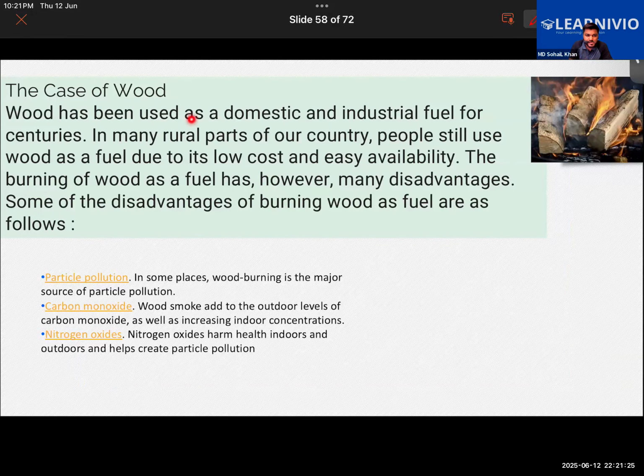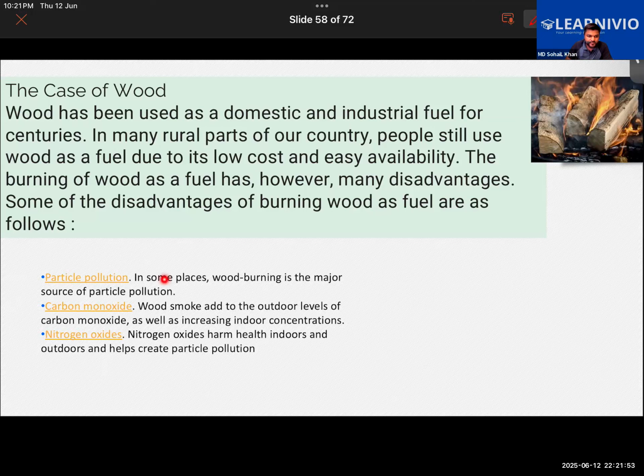Yes, sir. Talking about wood, wood has been used as a domestic and industrial fuel for so many years. For several centuries it has been used. Even now, it is used. In rural parts of the country, like here in India, people still use wood as a fuel due to its low cost and easy availability. But the burning of wood as a fuel has so many disadvantages. Some of the disadvantages of burning wood as a fuel are as follows.